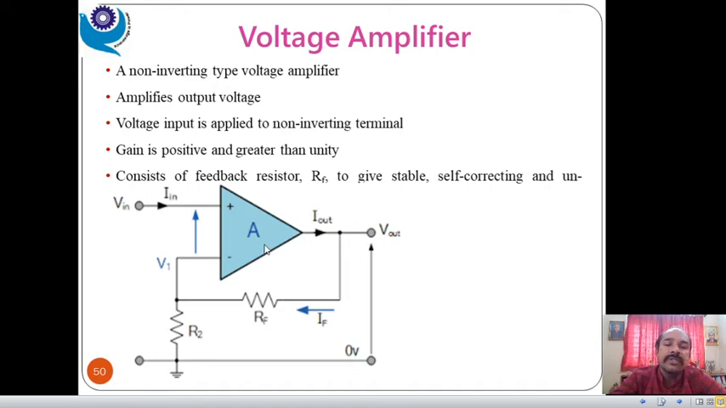The advantage of this one is that it is an integrated circuit. Whatever complex circuitry we have seen earlier, all components are in discrete format in the transistor.